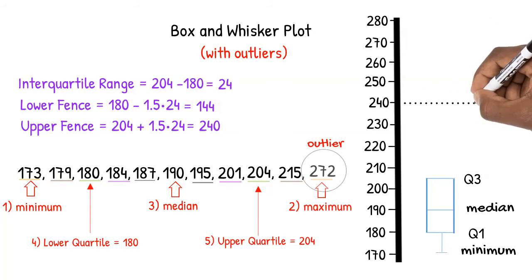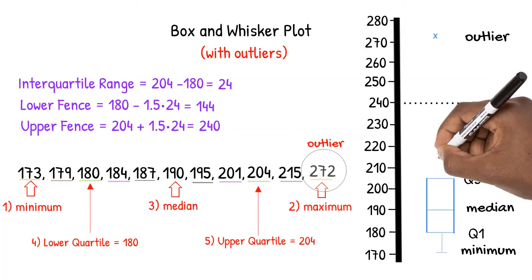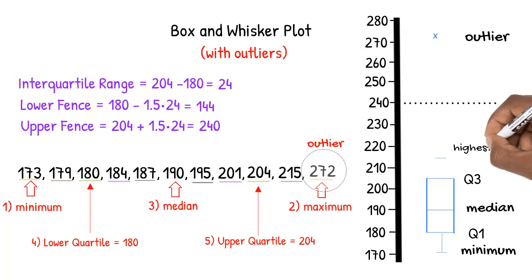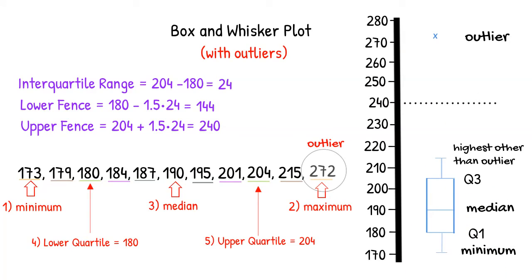Since we have a number higher than our upper fence, we indicate it separately with its own marking. If we had additional outliers, each would have their own marking. Now, we can create the endpoint of our second whisker with the highest value within our fence. And this is what our final box and whisker will look like.